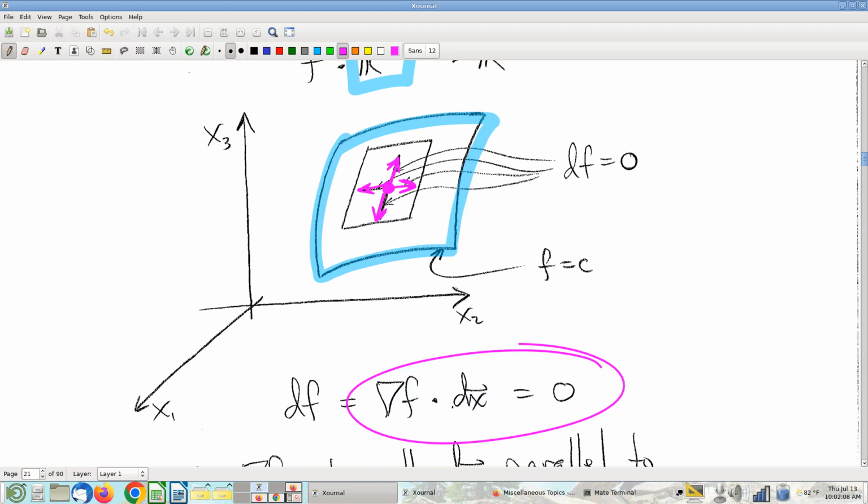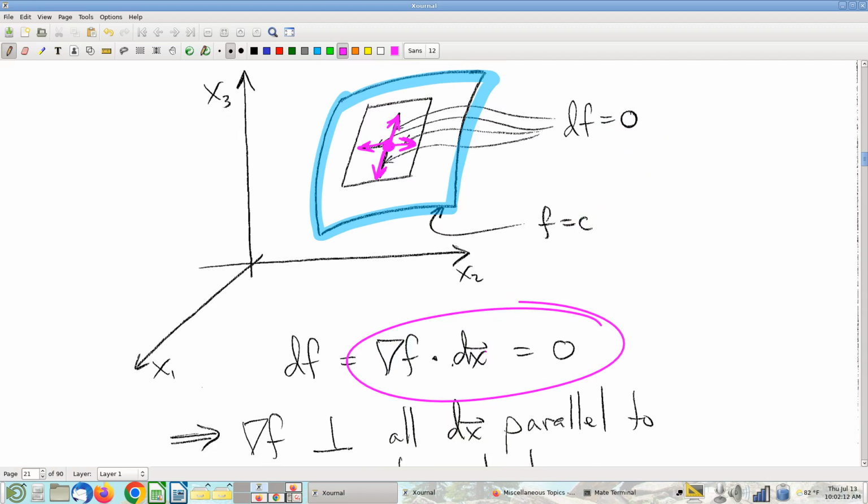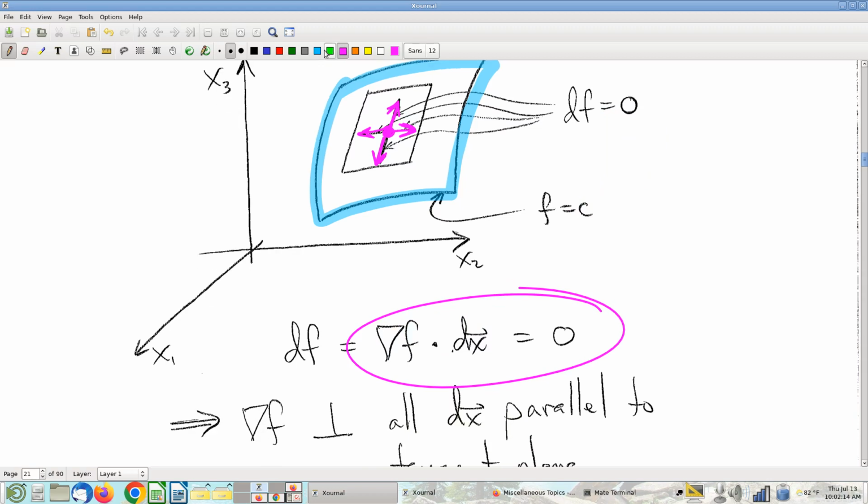Now, where have we heard that phrase before? Dot product equals 0. That means orthogonal. So dot product equaling 0 is the definition of orthogonal. Yeah?